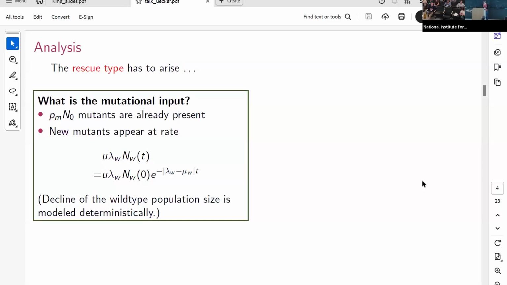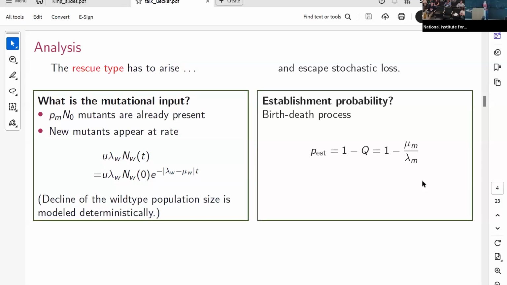But as I said before, this is not enough. The mutant also has to escape stochastic loss. And that's just a simple birth-death process if you think of the mutants. The probability that it establishes in the population and there's a permanent lineage rescuing the population is just 1 minus the probability of extinction of this birth-death process. It's a very well-known result: the extinction probability is mu over lambda.